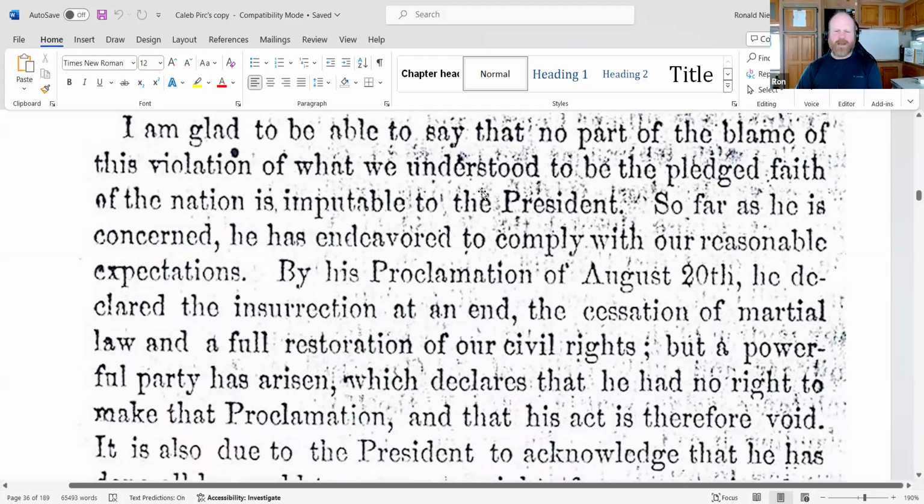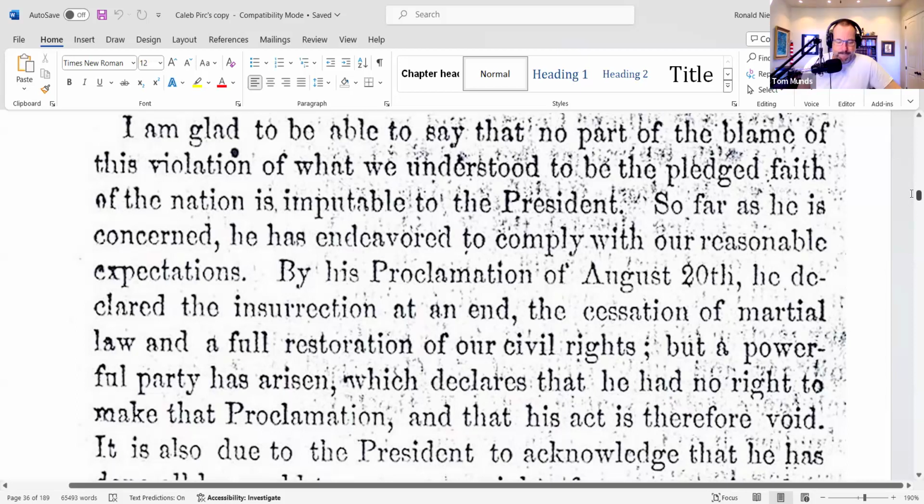He said, I am glad to be able to say that no part of the blame of this violation of what we understood to be the pledged faith of the nation is imputable to the president, meaning that the president doesn't agree with what he's about to say here and what's about to happen. He's not in agreement with it. You understand what I'm saying?